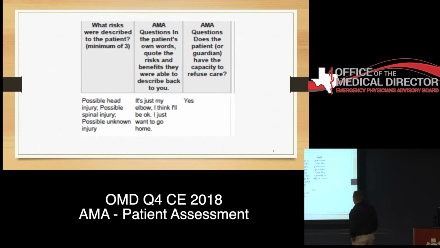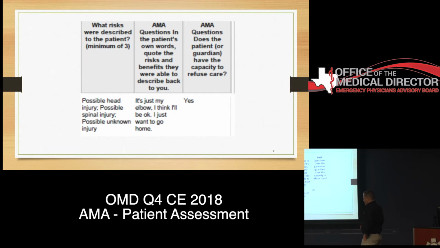All right, let's look at some documentation. What risks were described to the patient? Possible head injury, possible spinal injury, possible unknown injury. I don't know about this last one. Possible unknown injury seems a little vague. But these other ones are fairly good. In the patient's own words, it's just my elbow. I think I'll be okay. I just want to go home.